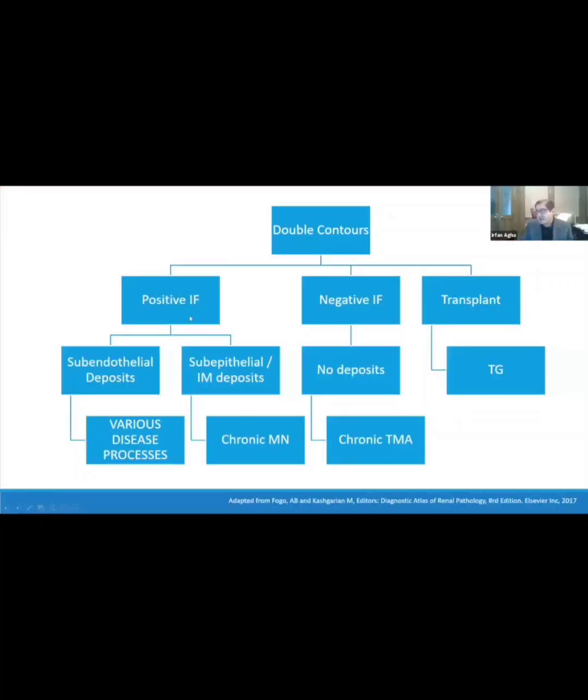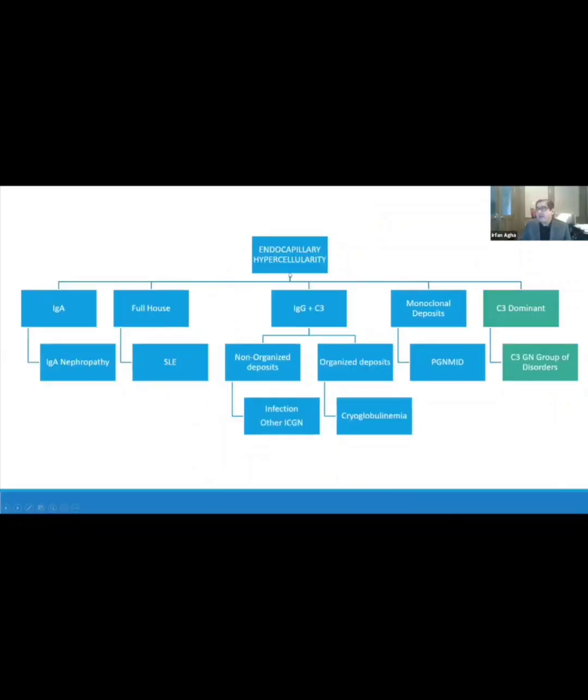Now, sometimes chronic MN can cause double contours if the immunofluorescence is completely negative. You can have that in TMA, and we'll look at some of this. And in the transplant case, you come across this transplant glomerulopathy. But when you see endocapillary hypercellularity, you've got subendothelial deposits, you've got cells in there. You look at the immunofluorescence. If you're seeing IgA there, it's probably IgA. If you see full house immunofluorescence, it's SLE.